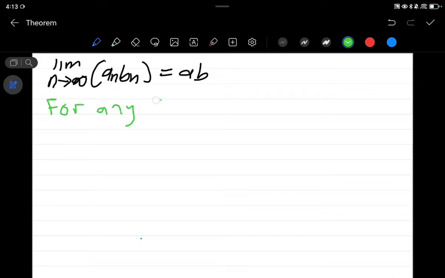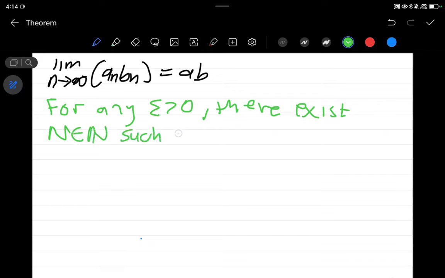for any epsilon greater than 0, there exists, here we should use there exists, right? So obviously there will exist an element of the natural numbers, such that we'll have the absolute value of a_n b_n minus ab is less than epsilon.